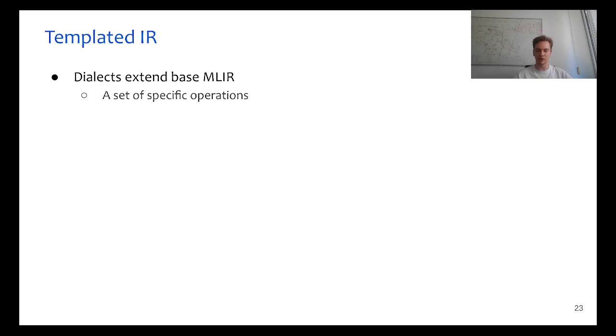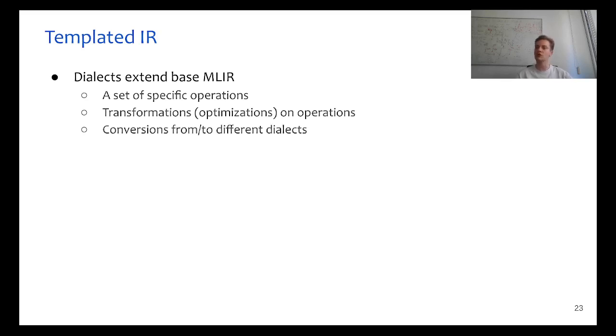And each dialect consists of a set of dialect-specific operations. Yeah, say in the case of OpenMP, instead of flat control flow, you would have an operation that encodes a for loop. Right? You have transformations on your dialects. So these are code transformations or optimizations that stay in the same abstraction level. And to make everything composable, you of course need conversions between different dialects.